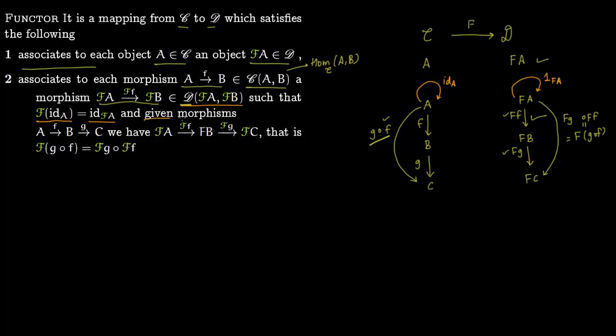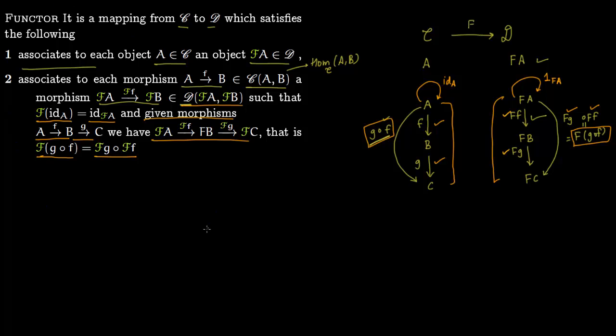And if you are given morphisms like this, A to B by f and then B to C by g, this should be carried to something like this. Then the composition law: F of g composed with f. So you have g of f going like this, and this gets mapped to this, and this should be precisely the composition of F of f and then F of g, that is the composition of these two. So this is all what a functor is.